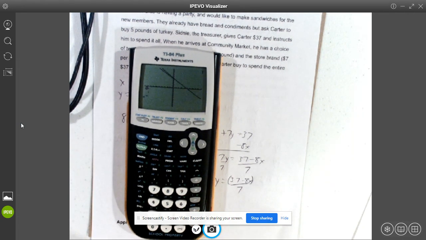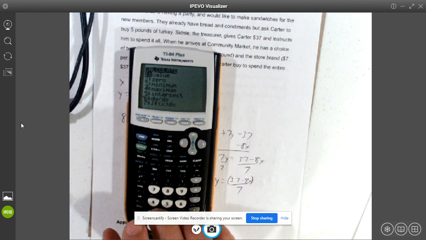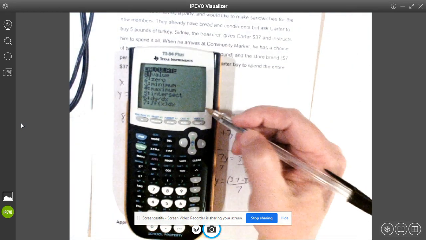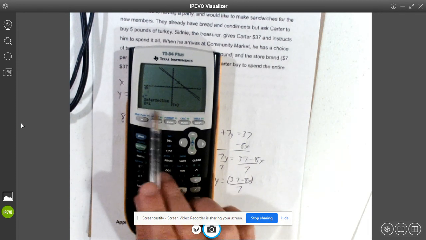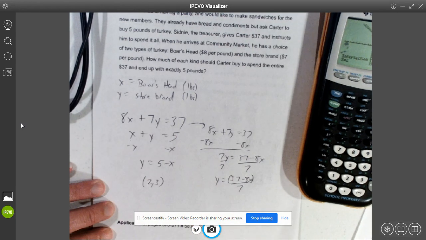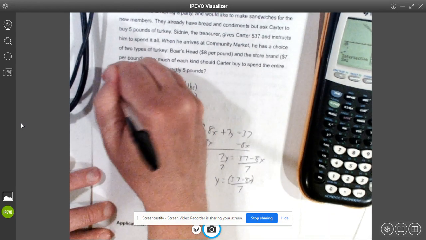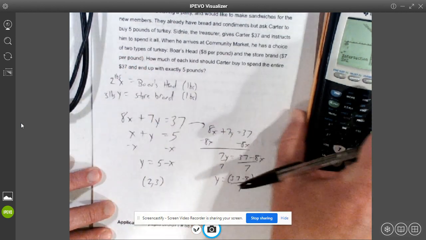And there's my first graph and there's my second graph. I can see my intersection. I don't have to play around with the window at all. So I go to second, calc. Number 5 is my intersection, so I can either scroll down to 5 or just hit 5. First curve, yep, it's on. I've only got 2 curves. So first curve, second curve, I hit enter again. There we go. It says this is going to intersect when x is 2 and y is 3. So these two intersect at the point (2, 3), which means Carter should get 2 pounds of the Boar's Head and 3 pounds of the store brand.